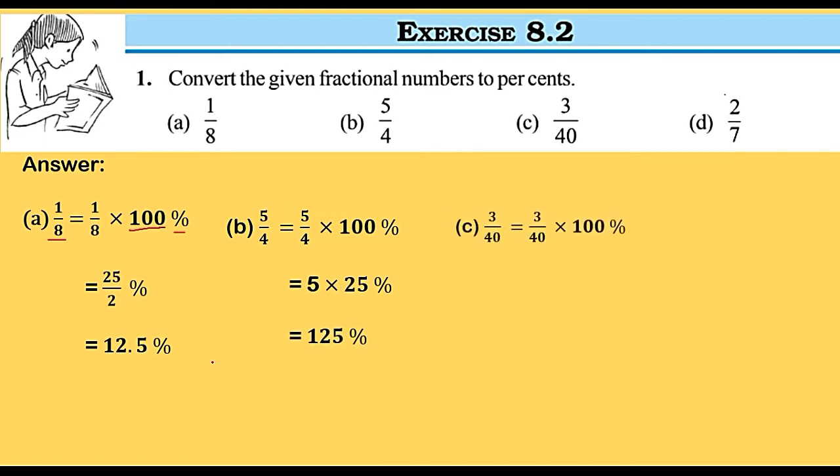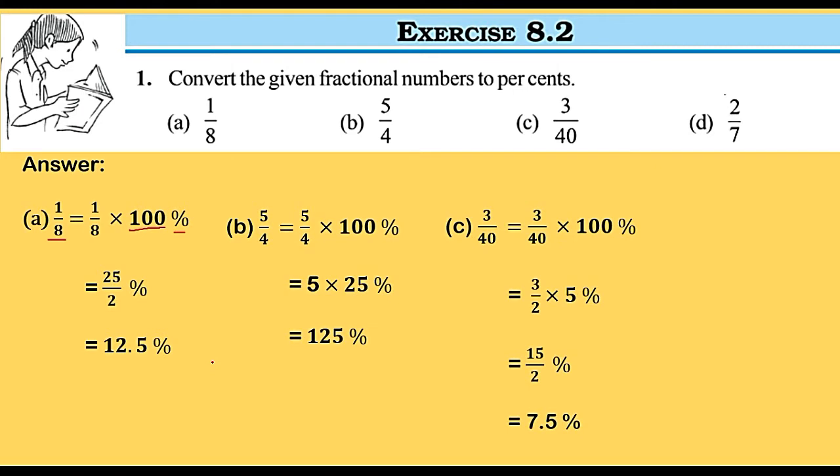C. 3 out of 40. So what out of 100? Multiply by 100 and you get 3 multiply 100 upon 40. Reduce it and if I cut by 20, I get 5 upon 2. So 3 upon 2 multiply 5 is 3 5s are 15 upon 2, and it is 7.5%.